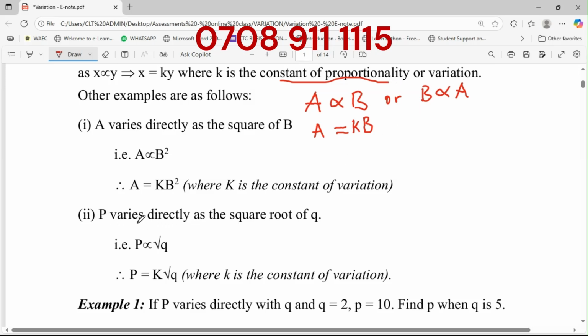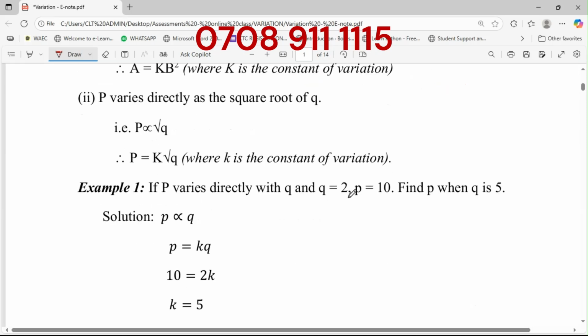Number two says P varies directly as the square root of Q. Now this is what it means. P varies directly as the square root of what? Q. Then when you change it to an equation, you have this.